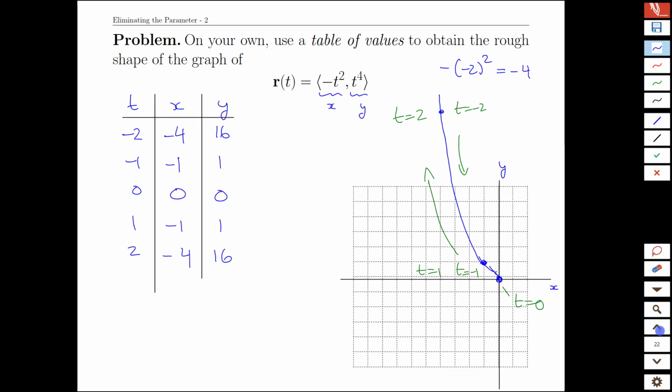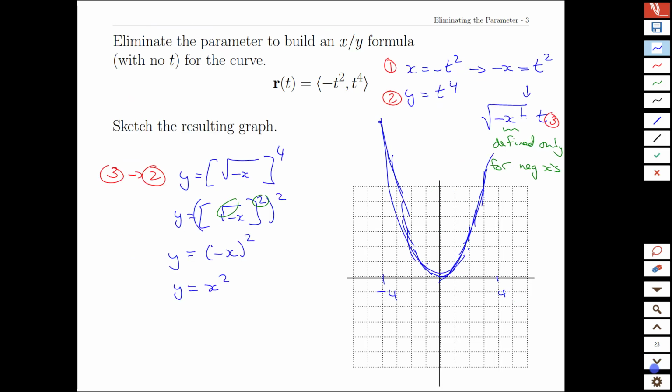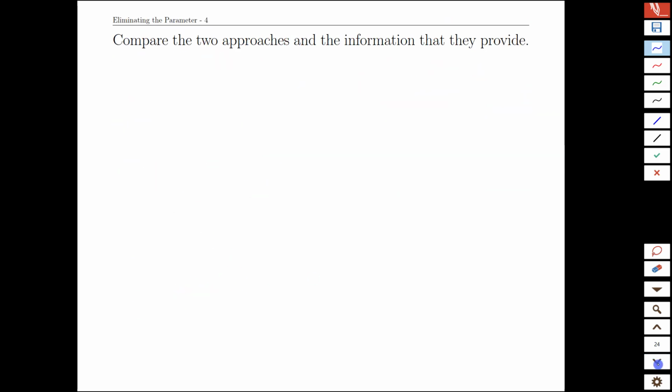In the other case, what we had to do was look at the table of values, and without a close scrutiny on all of this, it wasn't obvious that this would be necessarily a parabola. It seems somewhat reasonable, but we have to do some work to think it through, and the table of values gets us part of the way there, but maybe not as intuitively as this elimination of the parameter. So it's worth comparing and contrasting that.